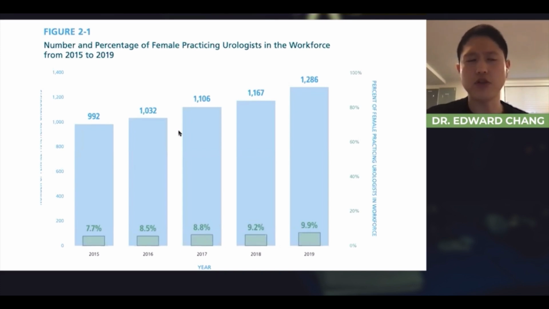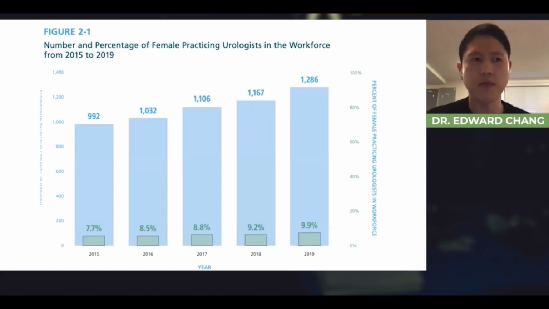similar to OB/GYN, there is a gender disparity in urology. It's the opposite of OB/GYN, essentially, where most of the practicing urologists are male, and you see these percentages here. It's the rising percentage of female urologists, and I think this is something that the field is very aware of and wants to increase the diversity of our field. And so it's a great field for women. It's a great field for anyone, honestly.